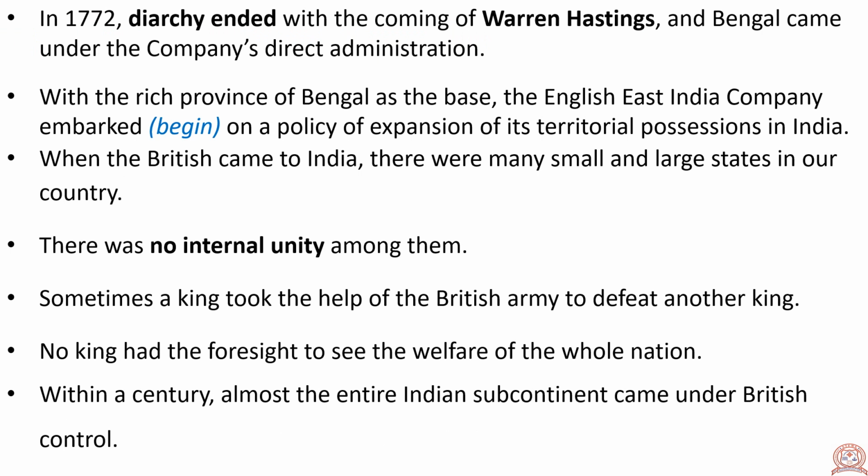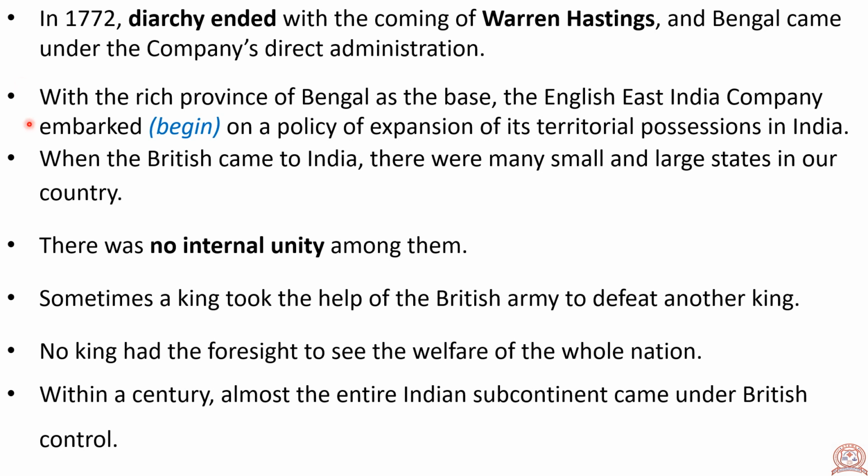In 1772, the diarchy system ended with the coming of Warren Hastings, and Bengal came under the company's direct administration. That means in 1772, after the ending of the diarchy system, the administrating power and the collection of revenue were controlled by the East India Company.